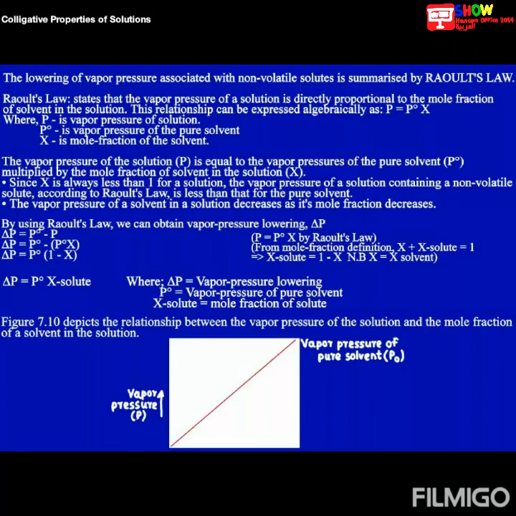Figure 7.10 depicts the relationship between the vapor pressure of the solution and the mole fraction of a solvent in the solution. On the vertical axis is the vapor pressure. Here on the slanted curve is the vapor pressure of pure solvent.